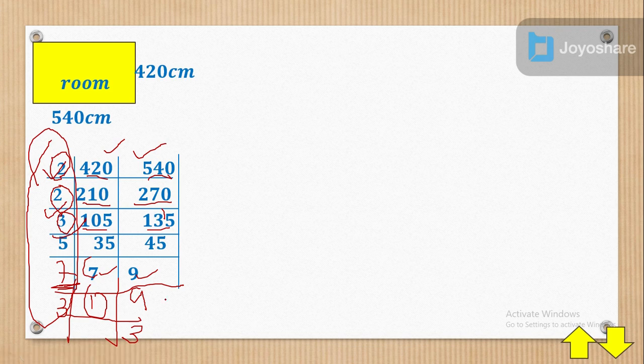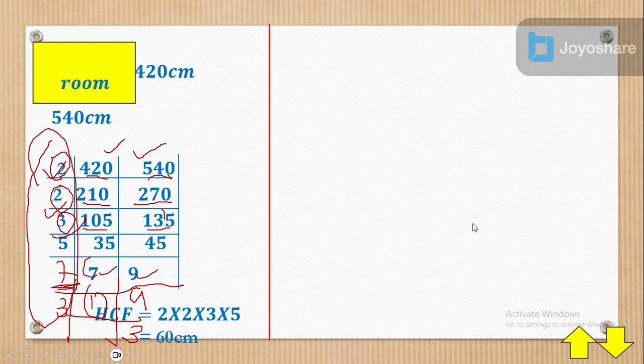So let's go there and see. So now we shall say the highest common factor is equal to 2 times 2 times 3 times 5. Oh, I forgot 5, because 5 also divides here to give us a 7 and here a 9. So our highest common factor simply becomes 60 centimeters.